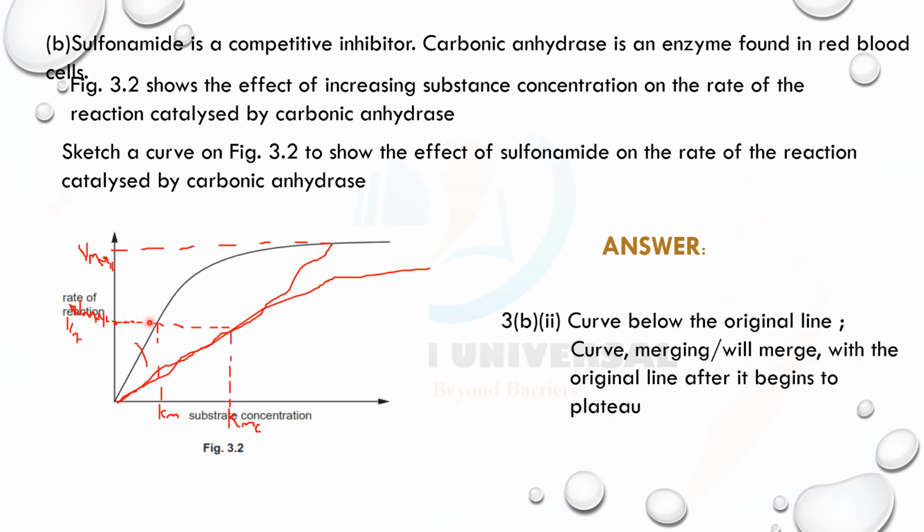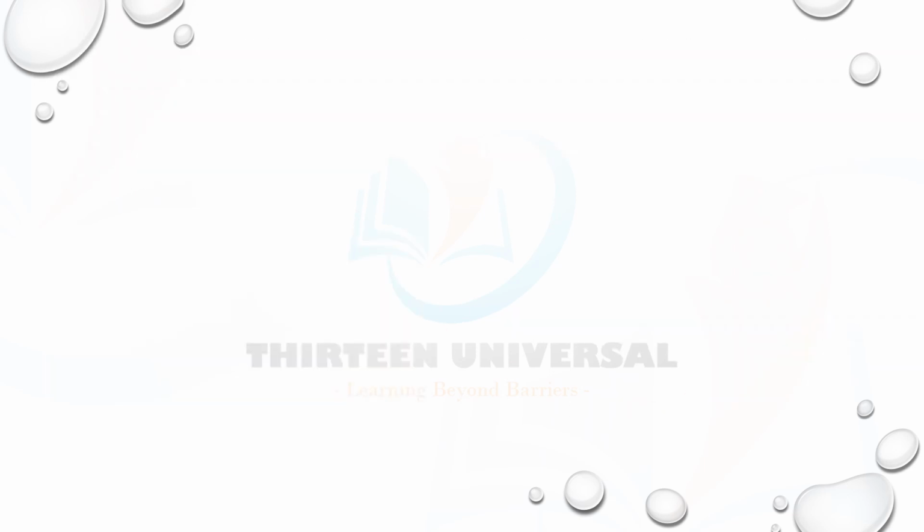So the answer says, because they say sketch a curve, they said the curve below the original line. So for the competitive inhibitor, this one will be below the line. We merge with the original line after it begins to plateau. So you must merge it with it here. That's all you're needed to do.